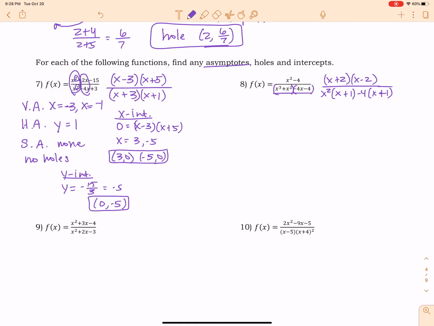Excellent. Now notice that in the denominator now, I'm going to have x squared minus 4 times x plus 1. So that's going to factor again. So my final factored form is going to look like this.